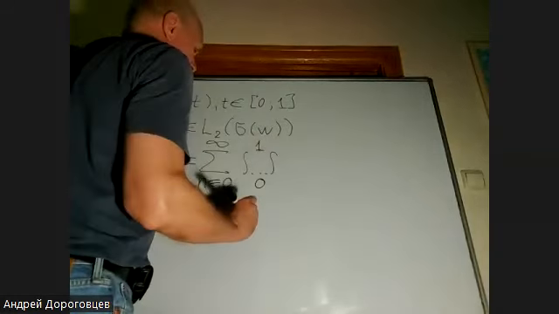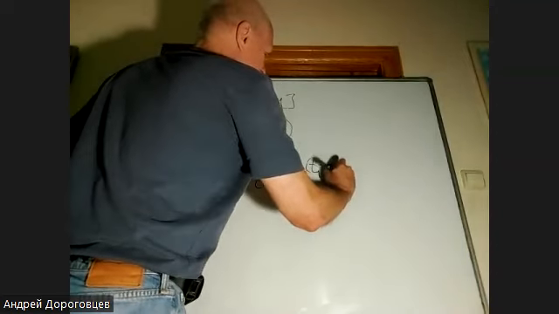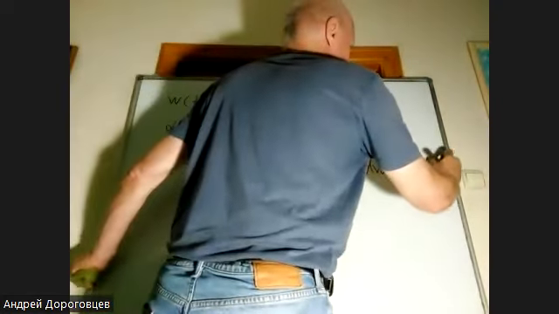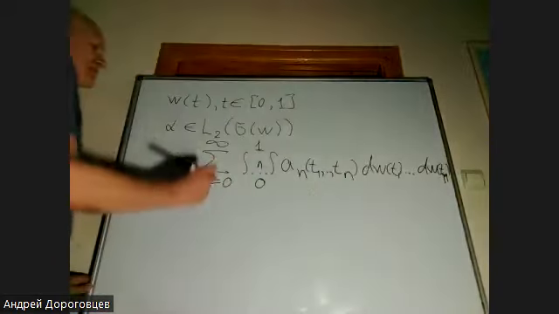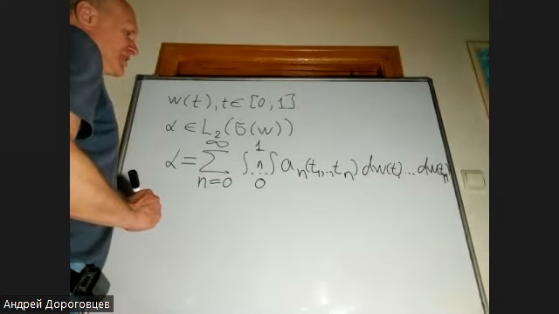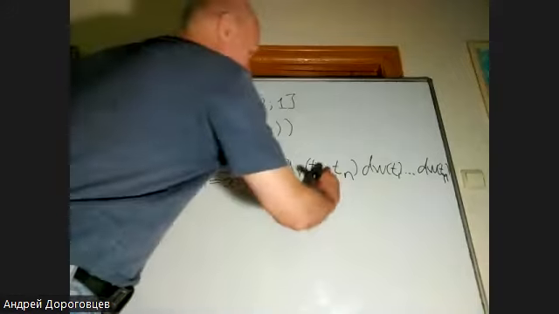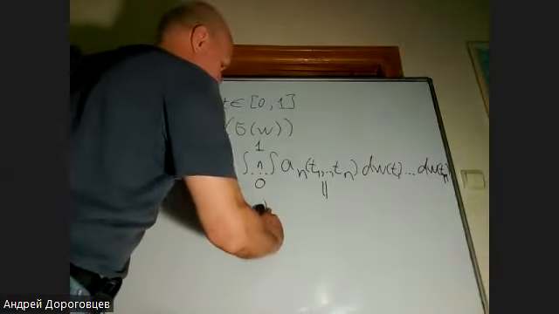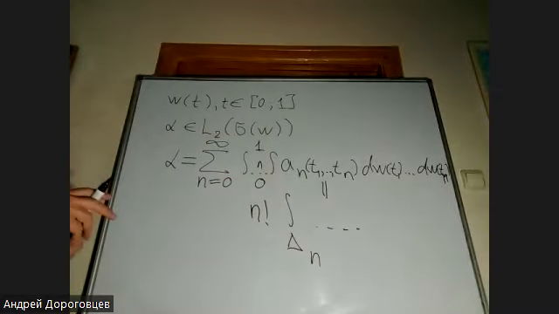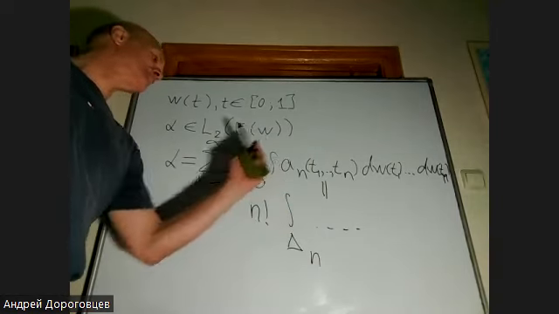We wrote these integrals in two ways. One is the following. We have the integration with respect to the cube of dimension equal to n, and a_n is a square integrable symmetric deterministic kernel. But of course, this integral must be defined, and we define it as n factorial times the integral over simplex delta n, where delta n is the set where coordinates t1, ..., tn are ordered in decreasing order from 0 to 1.